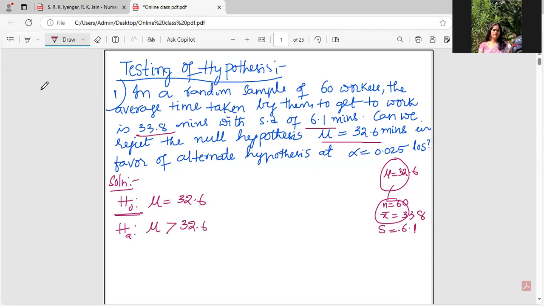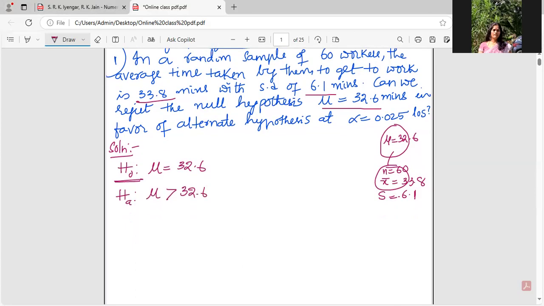Again, I'm stressing this point: always set your H naught and HA only in terms of the data given about the population and not the sample, because the sample is random. If it is a two-tailed test, it will be given clearly in the question, with words like yes or no, true or false, high or low, where you will directly write not equal to for HA. After H naught and HA, you jot down the data. Alpha is given as 0.025.